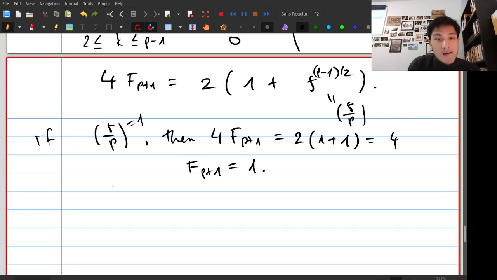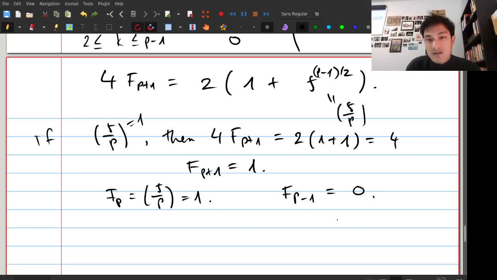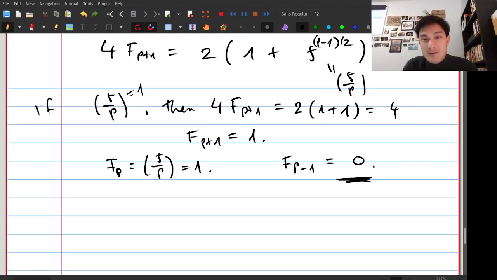Yeah, okay. I guess I'm doing the cases in the wrong order. If f p plus 1 is equal to 1, we already know that f p is equal to the Legendre symbol, which is also equal to 1. So f p minus 1 is equal to 0. And that's what we want to show. So that's actually the harder case, sorry. We want to show that if the Legendre symbol is 1, then f p minus 1 is equal to 0.